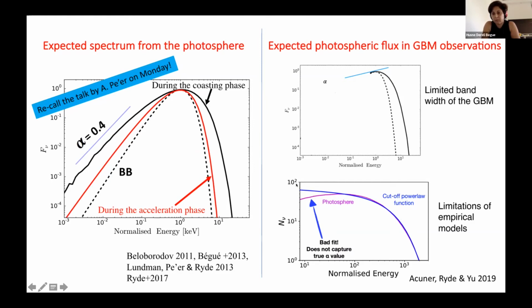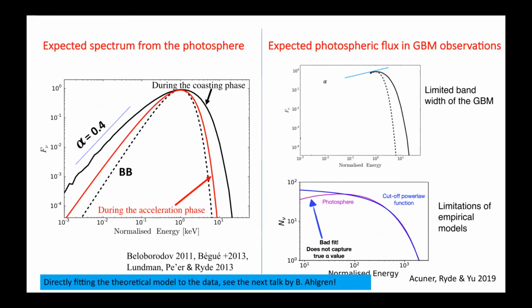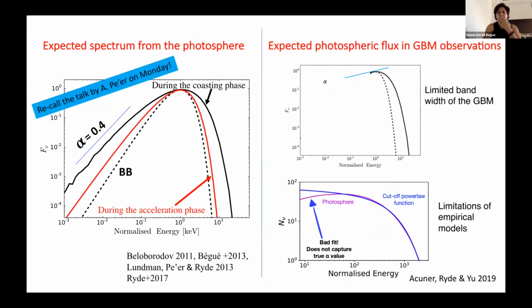and the cutoff power law model is in blue overlaid, and at low energies, the cutoff power law estimates the softer spectra. So there are two ways to overcome such a limitation.